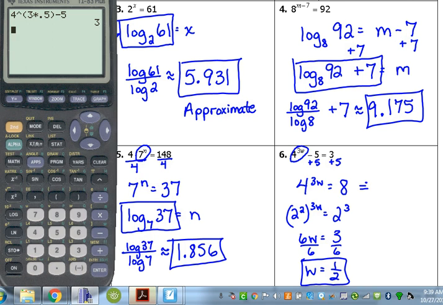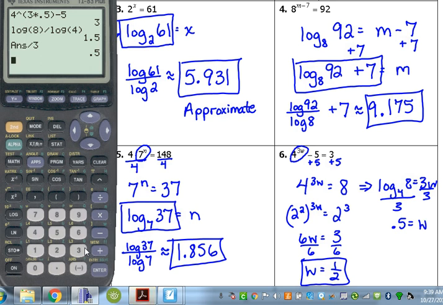So what I'm saying is, if right here you wrote it log base 4 of 8 is equal to 3w, and then divide by 3, and then type that into your calculator, log of 8 divided by the log of 4 divided by 3, you still get 0.5, or 1/2. Okay, you still get the same answer either way.